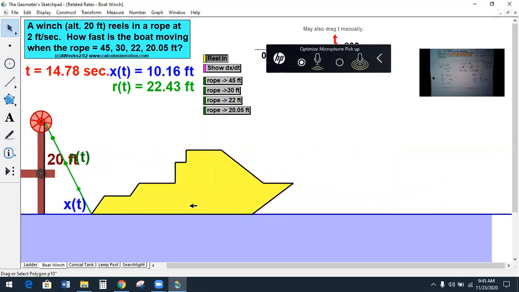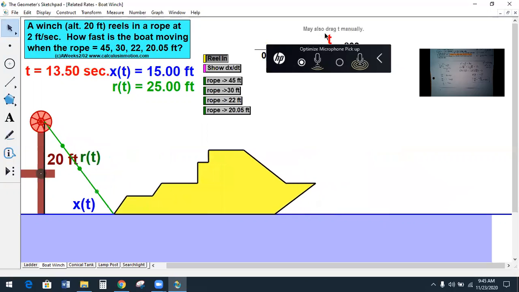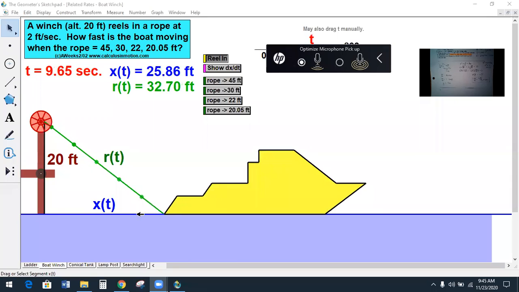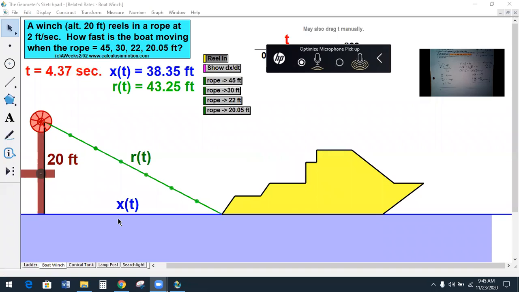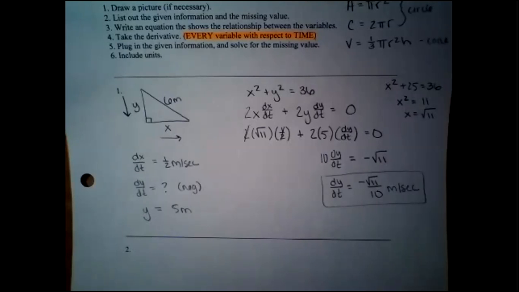So, is our answer going to be positive or negative, do you think? I'm seeing both there. Let me show it again. What is happening to the distance x as the boat gets pulled in? Is it getting bigger or smaller is basically the question you want to ask yourself. Shrinking. Good. So it is going to be negative. We should get a negative result for our final answer.